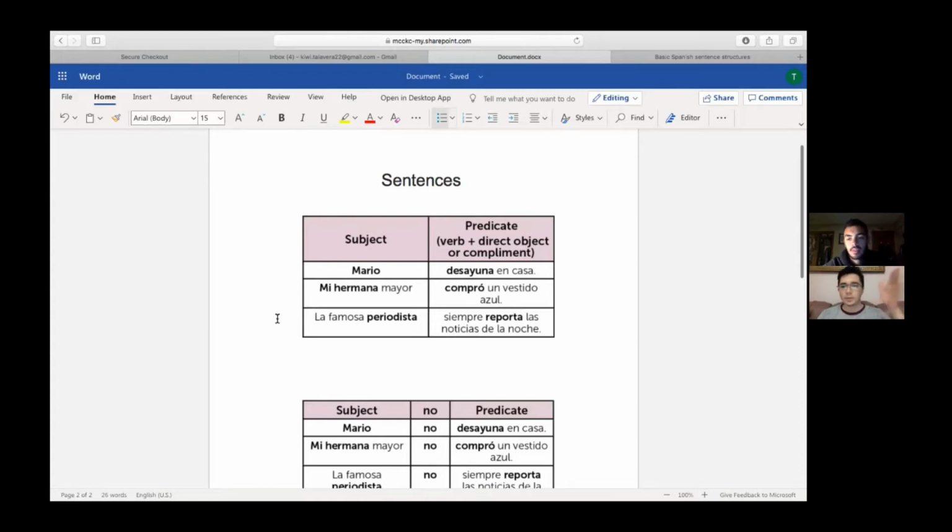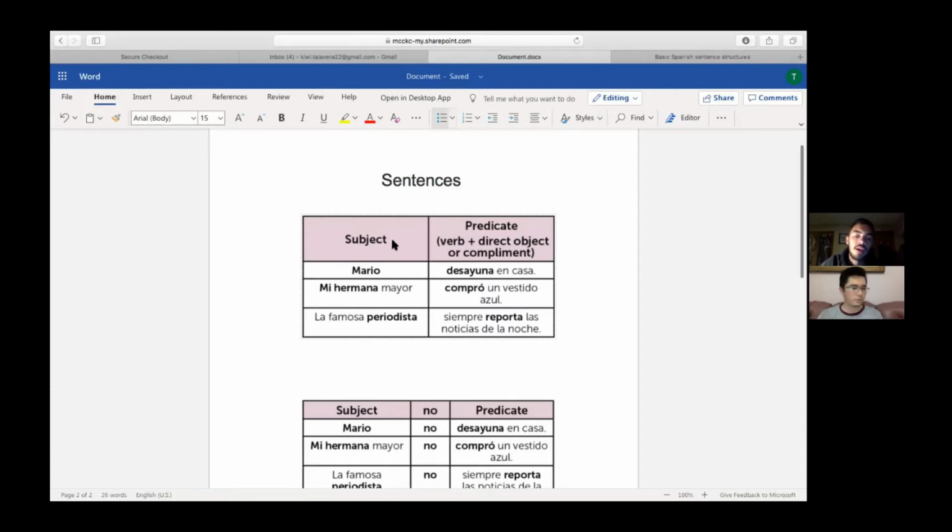But yeah, so that's the subject and the predicate. We have been talking about verbs, so the predicate is made up of a verb and other words that basically talk about that action the verb is describing. So here we have a couple of charts.